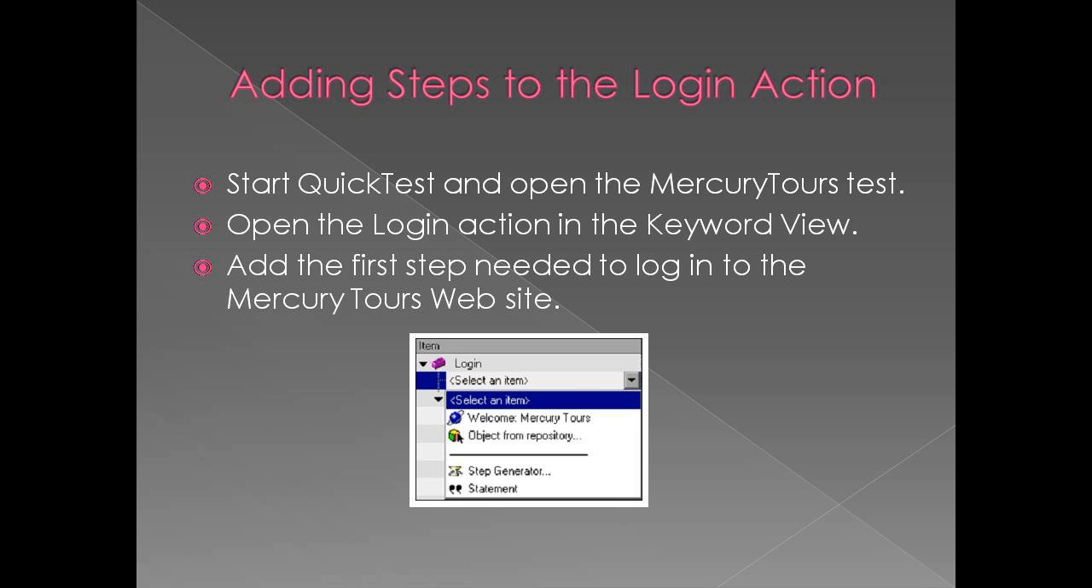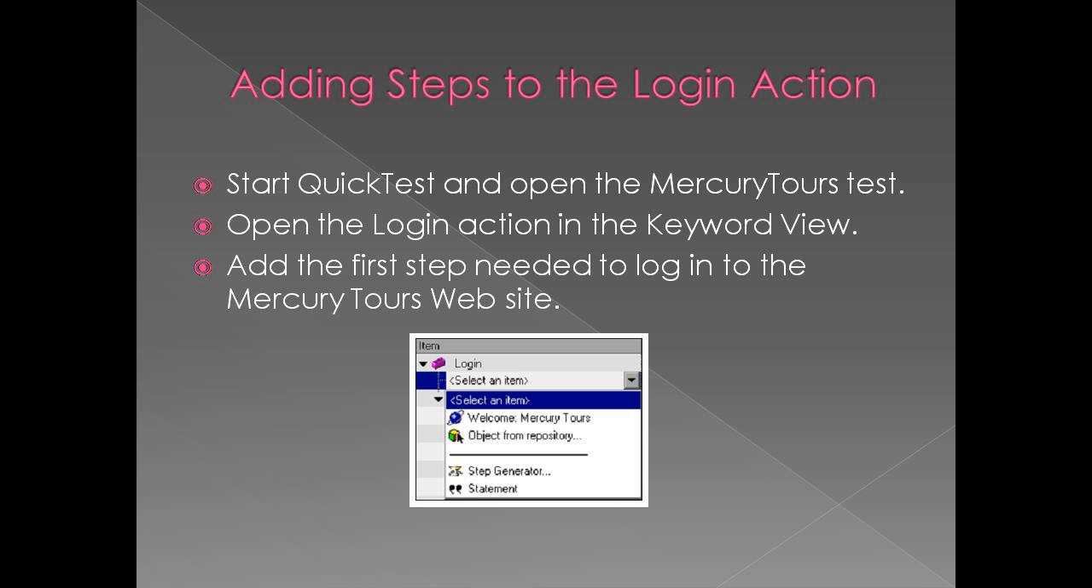2. Open the login action in the keyword view. A. Click the Test Flow tab to display the test flow pane. If you do not see the Test Flow tab, choose View, Test Flow, or click the Test Flow pane button to display it. B. Make sure that the keyword view is displayed. Click the Keyword View tab if the expert view is displayed. C. In the Test Flow pane, double-click the login action. The login action opens.